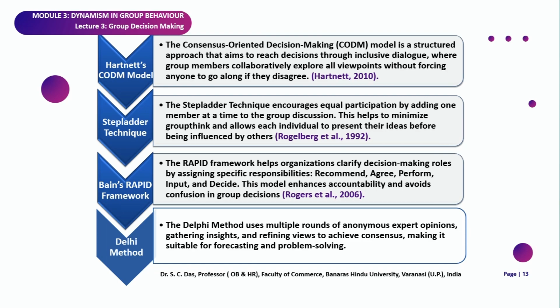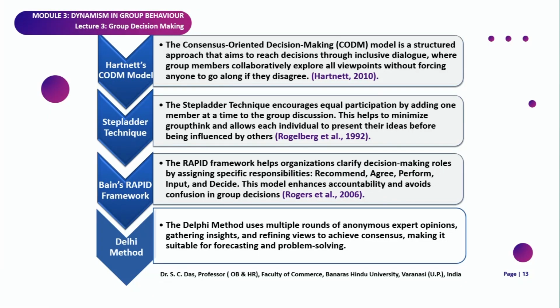Now see what exactly Hartnett's CODM model is, as far as improving group decision making and its outcome is concerned. The consumer oriented decision making, CODM, model is a structured approach that aims to reach decisions through inclusive dialogue, where group members collaboratively explore all viewpoints without forcing anyone to go along if they disagree. This is one of the consensus oriented decision making approaches. Develop the consensus among different groups of people. Convince the people who are members of the particular group decision making process. This is very important.